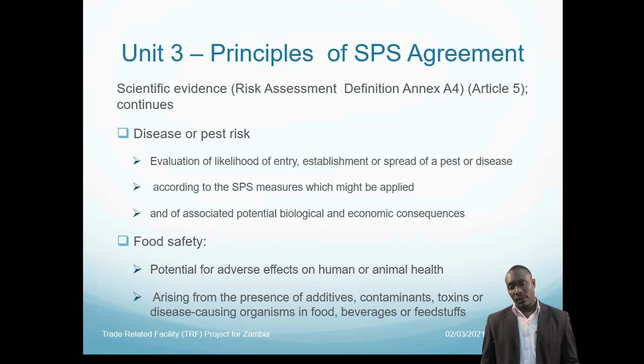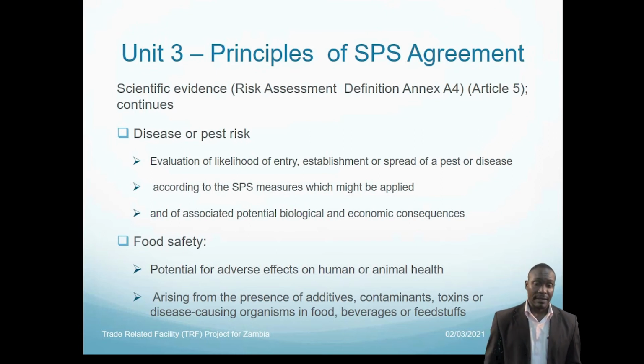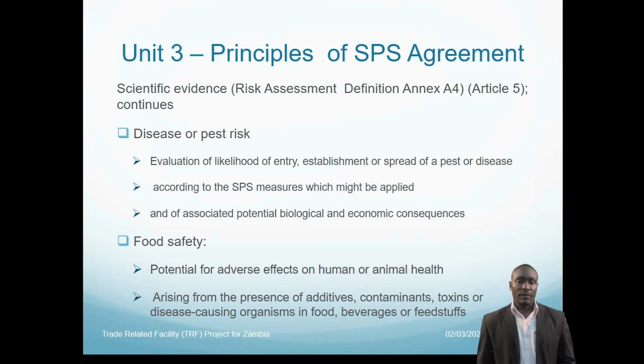So sometimes if you do this assessment of potential consequences, you may choose to say, okay, we won't deal in this because we don't have enough resources to be able to deal with the consequences once we get it. So, from the point of view of us not having enough resources, we will rather not even deal with it from the word go. For your food safety, you are looking at the potential for adverse health effects on your human or animal health. In this case, you're also dealing with things like feed. And this can arise from the presence of additives, contaminants, toxins, disease causing organisms in your food or beverages or feed stuff.